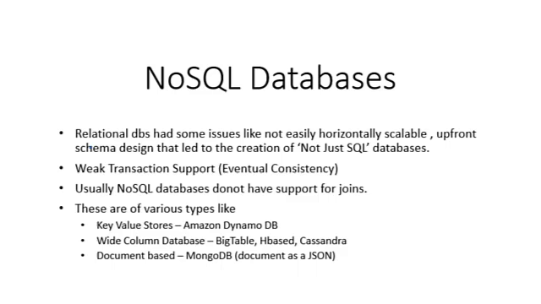Now there are many kinds of NoSQL databases. Three types I've listed here: key value stores, like our caches or in-memory caches as well, which are key value pairs. Amazon DynamoDB is a good example. Then there are wide column databases like Bigtable, HBase, Cassandra. Basically, these are also very nice databases.